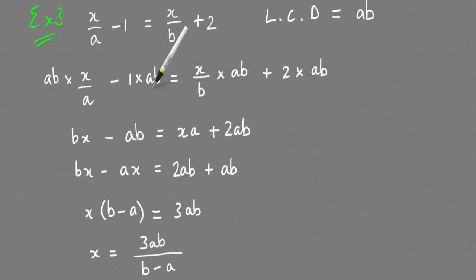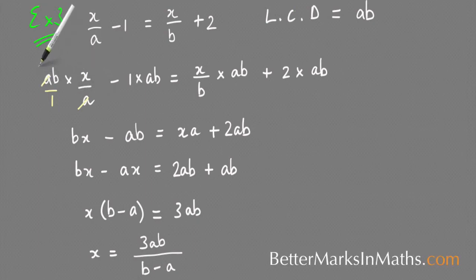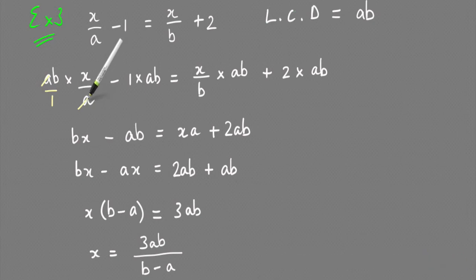So ab multiplied by x over a minus 1 times ab equals x over b times ab plus 2 times ab. This is really over 1, and then the a will cancel from the bottom there with this a here. And really what you're doing is you're dividing both of those by a. So how many a's in a? There's 1. And how many a's in a? There's 1. On the top, you'll have 1 times b times x, which is bx, over 1 times 1, which is 1. And so you end up with bx over 1, which equals bx.